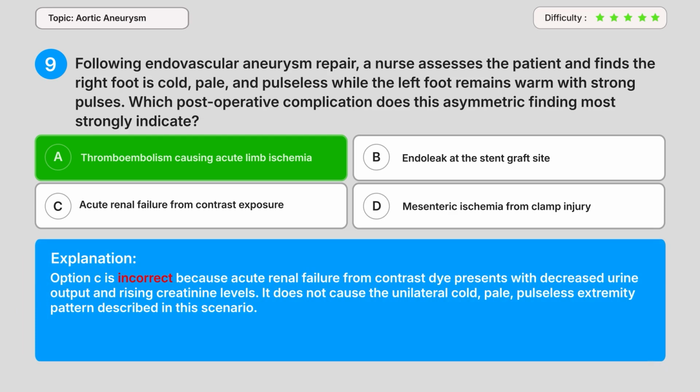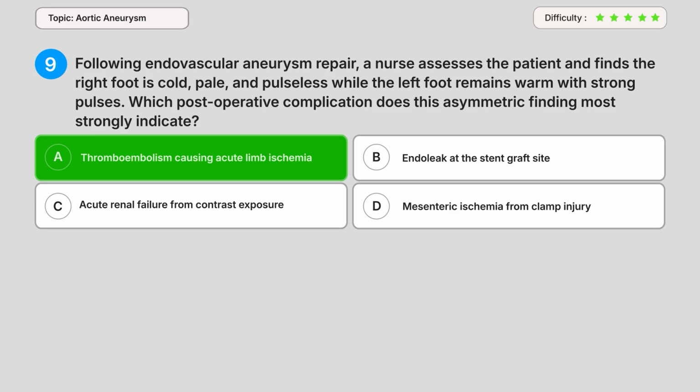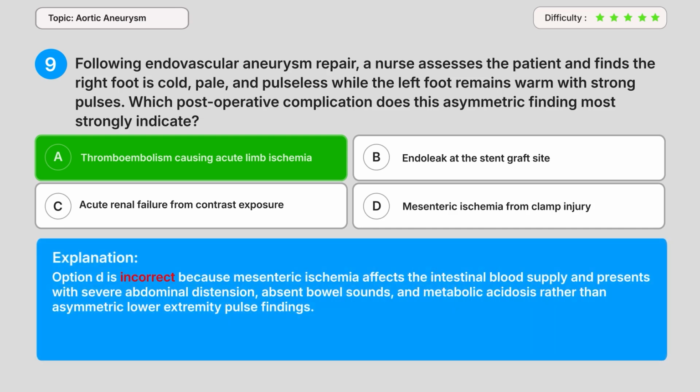Option C is incorrect because acute renal failure from contrast dye presents with decreased urine output and rising creatinine levels. It does not cause the unilateral cold, pale, pulseless extremity pattern described in this scenario. Option D is incorrect because mesenteric ischemia affects the intestinal blood supply and presents with severe abdominal distension, absent bowel sounds, and metabolic acidosis rather than asymmetric lower extremity pulse findings.